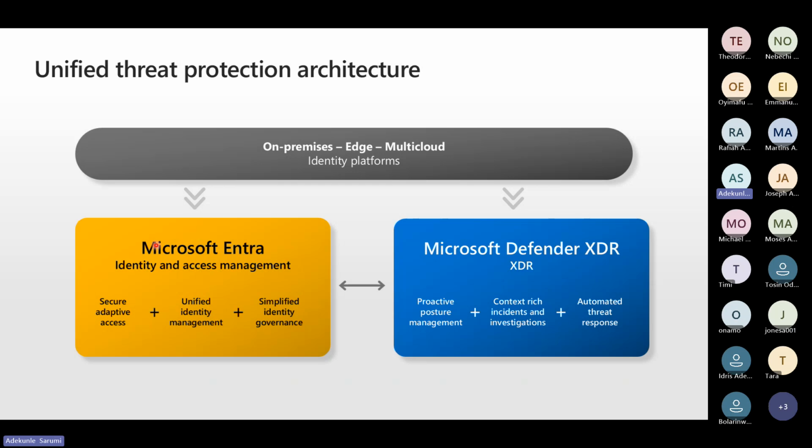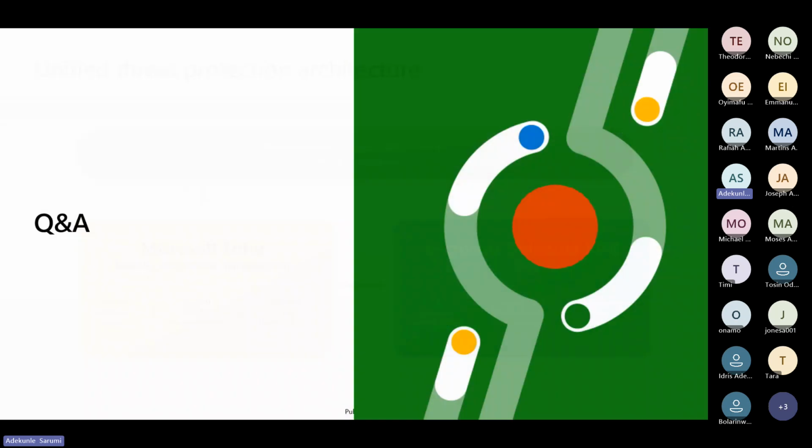So if on your on-premises identity platforms, you can actually make use of Microsoft Entra identity access and management. It comes with secure adaptive access, unified identity management, simplified identity governance for your hybrid account and for your single cloud account. And plugging this into XDR also helps you to manage everything about that identity. So this is how we are able to explore the usage of Microsoft Defender XDR in our organization, and also ensure that devices, users, our cloud apps, our storages, our emails, and collaboration apps are actually being protected from bad actors. Thank you for listening.